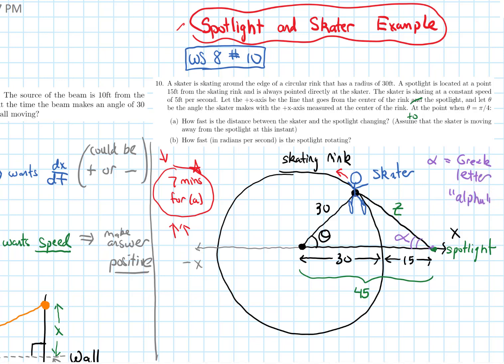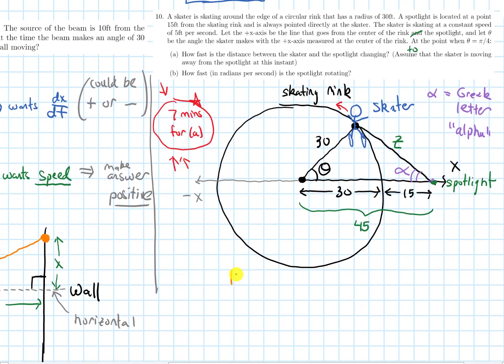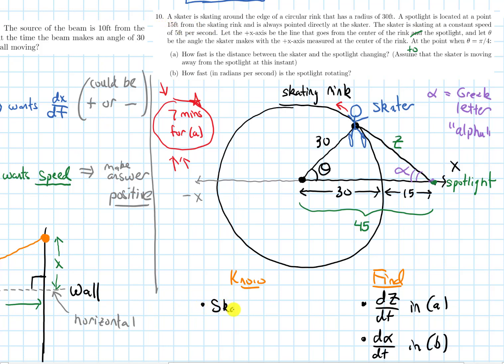All right, so we are now ready to write down the rates that we know and the rate that we want to find. I think it's easier to write down the rate we want to find. In A, that's how fast the distance between the skater and the spotlight is changing. That's dz dt. That's what we want to find in part A. In B, we want to know how fast the spotlight is rotating. That's d alpha dt. And the rate we know is the speed of the skater. We know the skater speed is 5 feet per second.